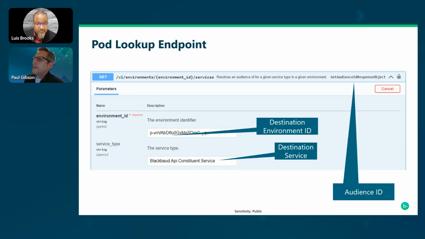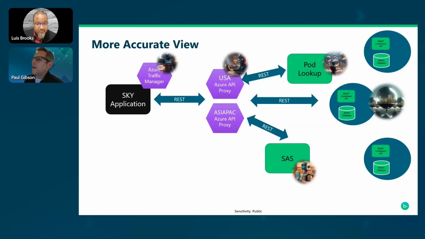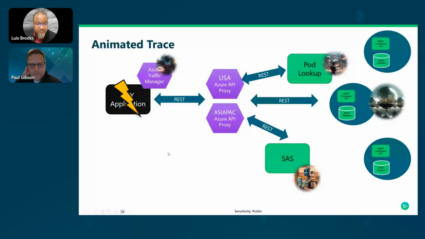If I'm a Blackbaud coder and I'm coding and I need to call the pod lookup, I would use the Swagger page that has this, and this would be the route, and these are the parameters that go into this. It's just a standard REST call. So we're starting to get a more accurate view of the complexity here, right? A lot more shapes, a lot more stuff is happening. And to sort of make order of this, I thought it'd be interesting if we had a little animation. So hopefully the Goldcast can keep up with this.